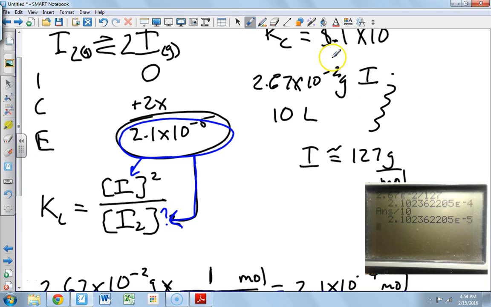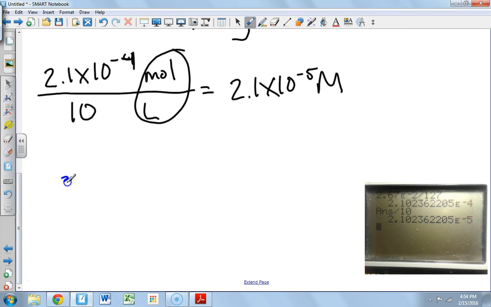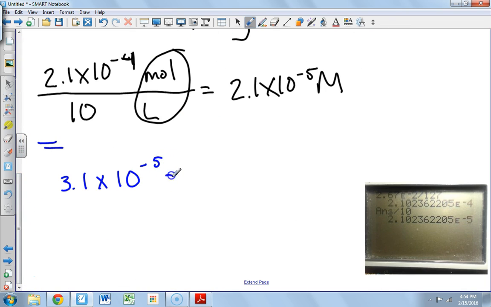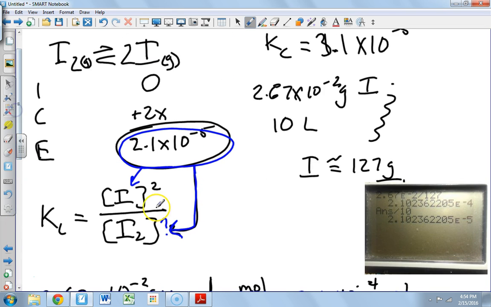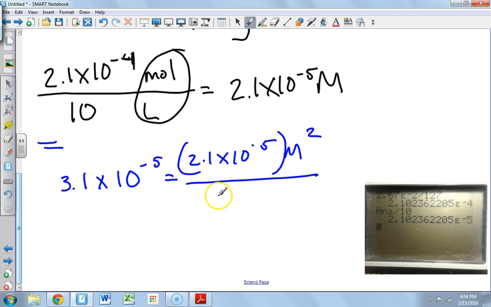Okay, so do we have a Kc? Yes, we do. We have Kc, which is 3.1 times 10 to the minus 5. I'm going to put a little mark here, so that way we know this is the other part of the problem. 3.1 times 10 to the minus 5 equals the molarity of I squared, and the molarity of I we just found out to be 2.1 times 10 to the minus 5 molar, over the concentration of I2.